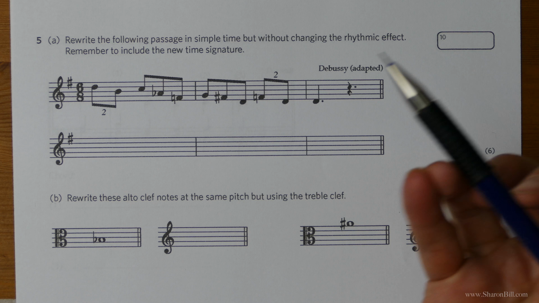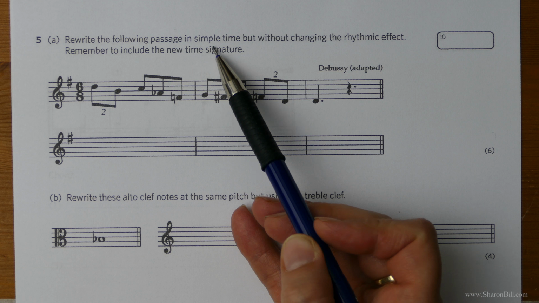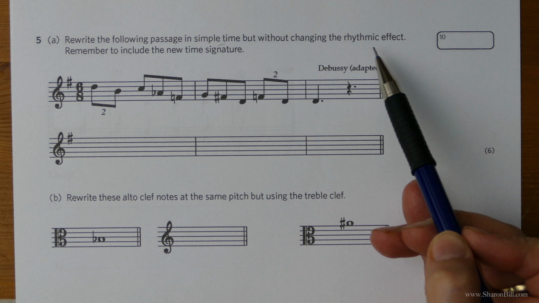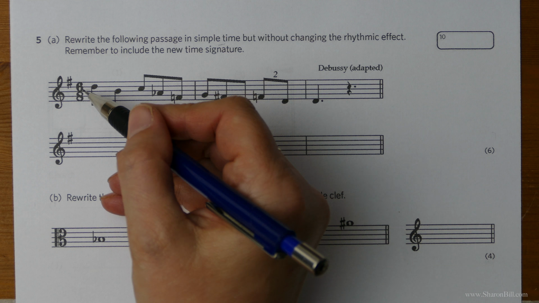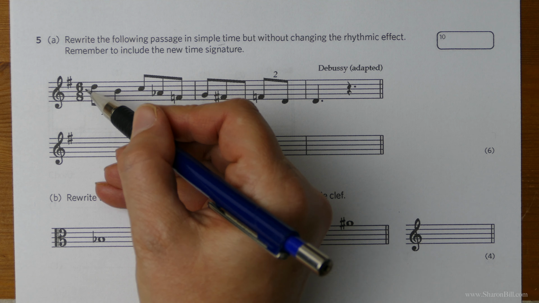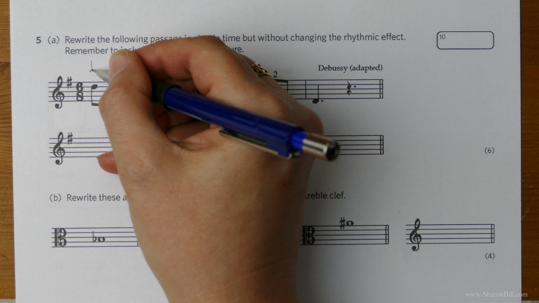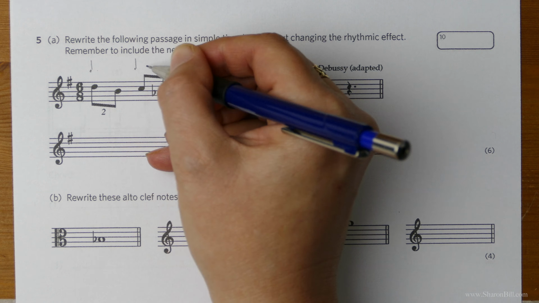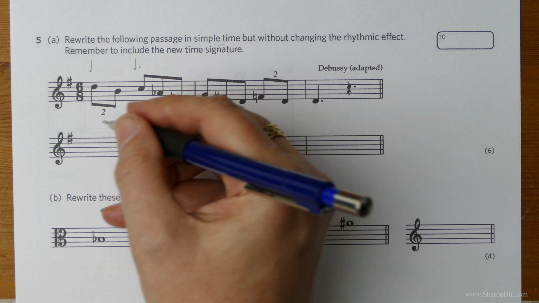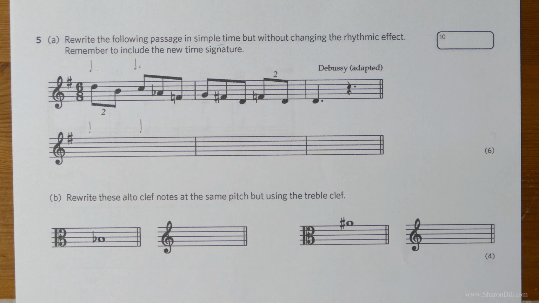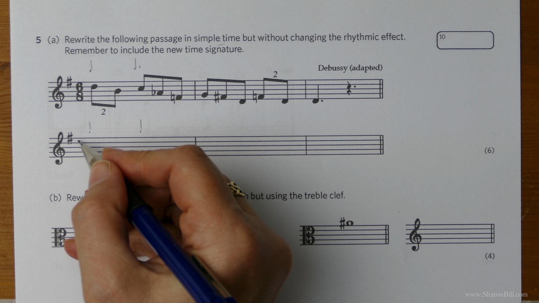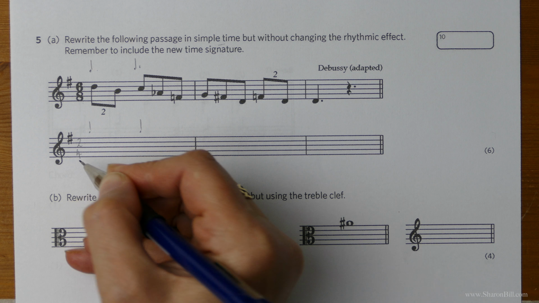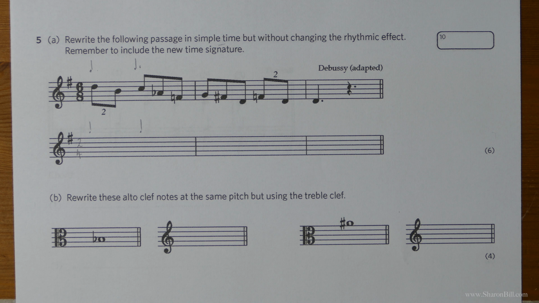So question 5 asks us to rewrite the following passage in simple time but without changing the rhythmic effect. So we've got to include a new time signature now. At the moment 6/8 is 6 quaver beats or 6 eighth notes, which falls into 2 groups of 3. That's compound time, and we need to change that to 2 groups of 2 to make it simple time. And so we need the time signature. That's duple compound, so now we need duple simple, so that will be 2/4. And that's the thinking bit done really.